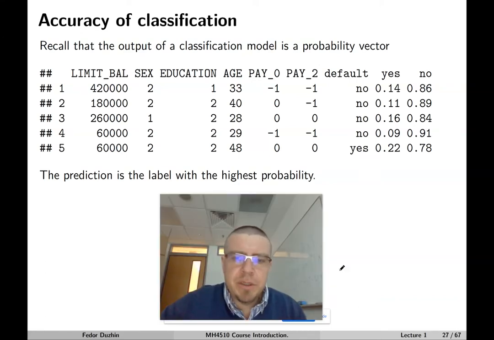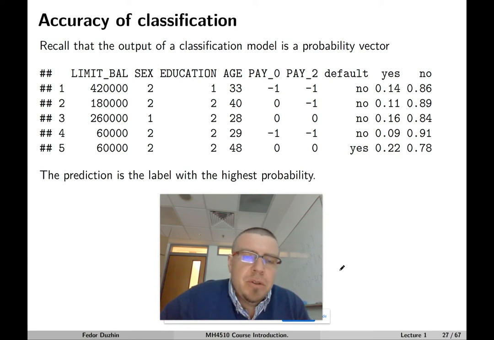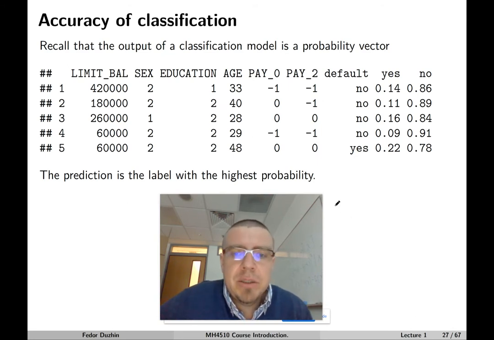Okay, so we have talked about accuracy of a regression model, and we have proved that with respect to the mean squared error, the best possible model is the expected value of y given the observed value of x. Now let us talk about accuracy of a classification model.